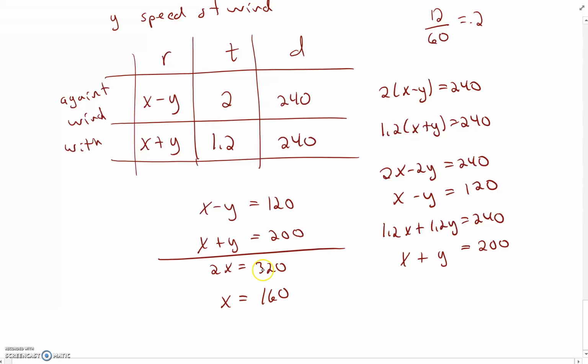And then take the x, plug it back into either one. The second one looks easy. So if x is 160 here, 160 plus what gives you 200? 160 plus 40, is it? Okay, so the speed of the plane without the wind is 160, and the wind is 40 miles per hour. Hope that helps.